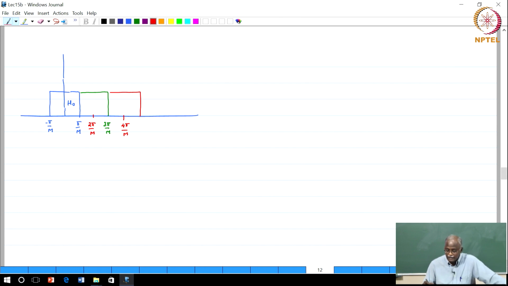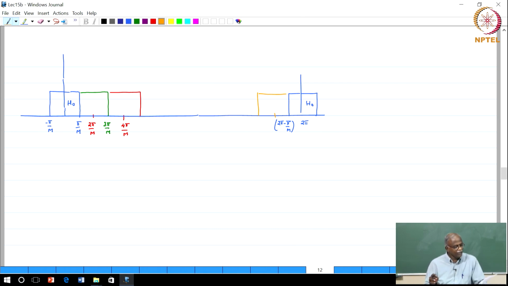And of course, the last of the filters, when we get to 2 pi, will be H naught itself. This will be back to H naught, this is 2 pi, this is 2 pi minus pi over M. And you can look at some other filter which has the center frequency. Basically, you have covered the whole region. All of them are brick wall filters.